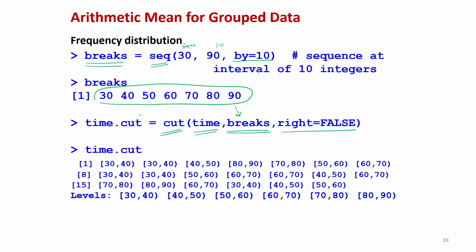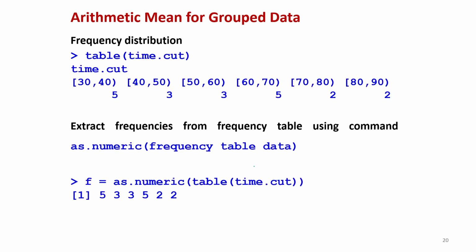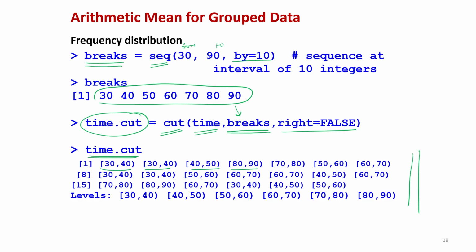And now I store this data into time.cut. So, you can see here this time.cut comes out to be like this: 30 to 40, 30 to 40, 40 to 50, 80 to 90 and so on. And you can recall what the interpretation of these things was.